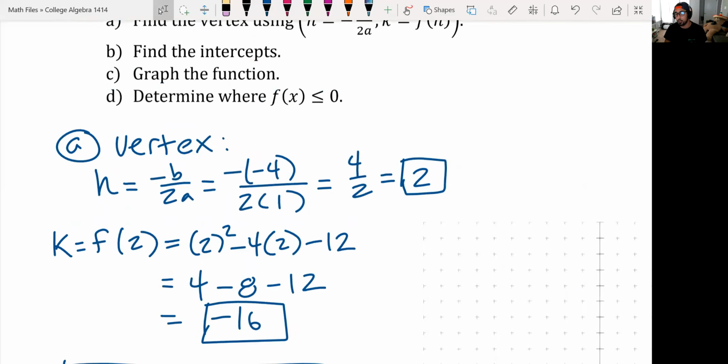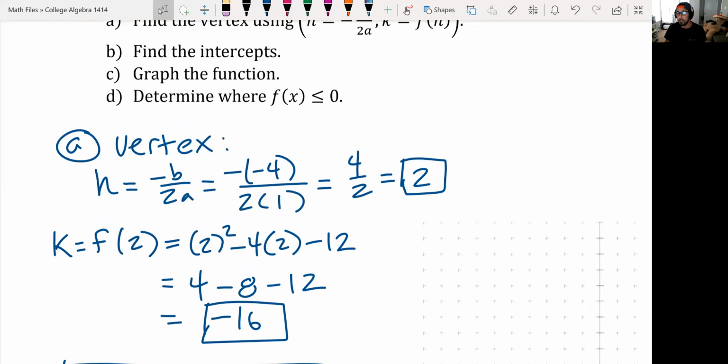And next is find the x and y intercepts. B. We'll go for the x-intercept, where you let f of x equal 0. And we'll take the function from above, x squared minus 4x minus 12, and set it equal to 0. x squared minus 4x minus 12 equal to 0, okay?